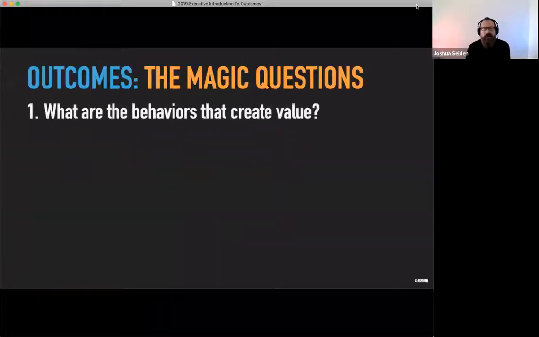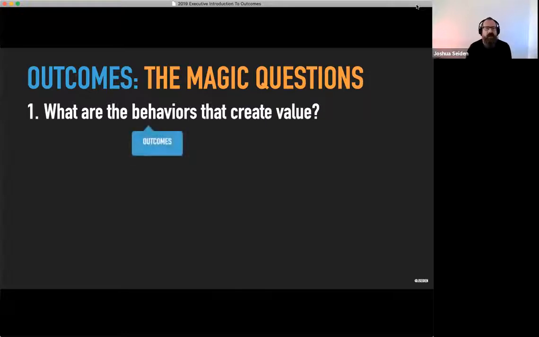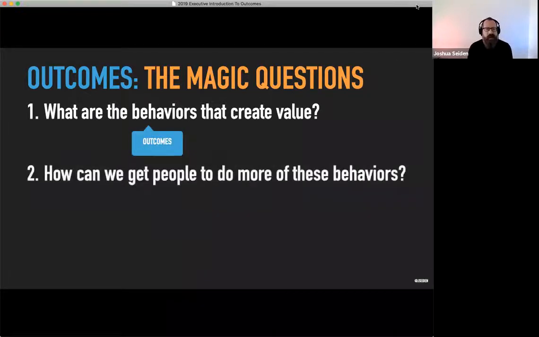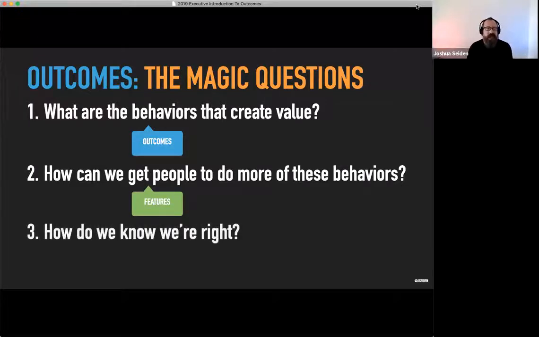Okay, so just to come back to the magic questions here, right? When we ask the question, what are the behaviors that create value, the answer to that question are the outcomes that we are nominating, the outcomes that we're seeking. When we say, how can we get people to do more of these behaviors? These are the features that we think we're going to work on. And when we say, how do we know we're right? These become our experiments, our tests, and our metrics that we can use to measure our progress. Okay.